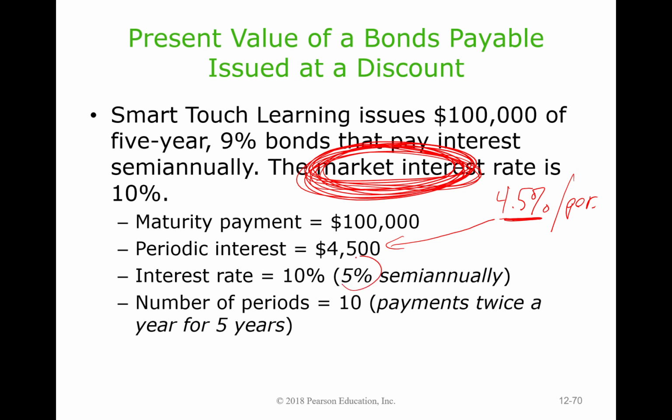So our interest rate is 5% semi-annually. The number of periods we have, well, this is a 5-year bond paid semi-annually. We have 10 payments. So basically, this is our R, this is our N.